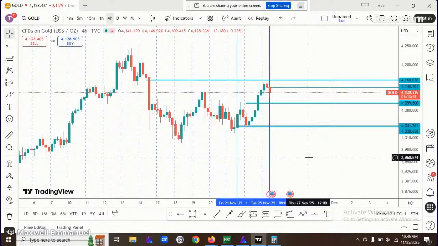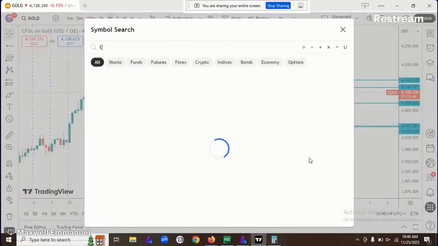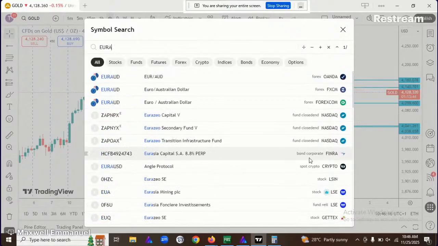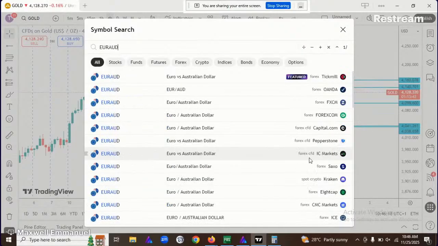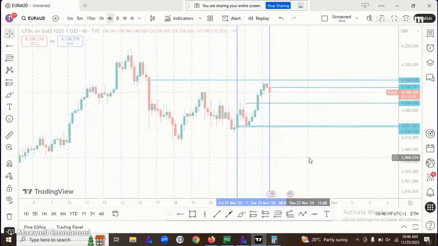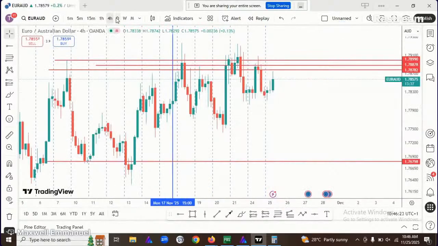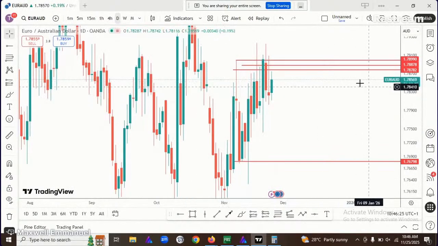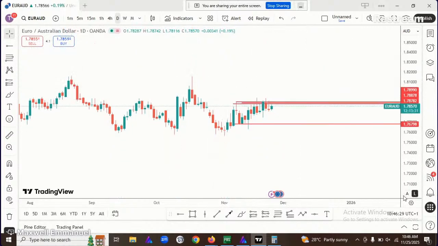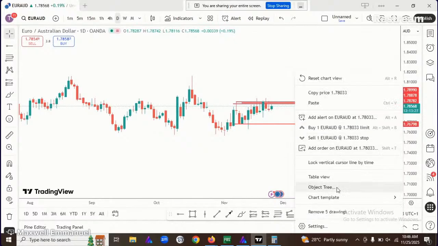So let's see Euro Aussie. That will be the last instrument for today's class. Euro Aussie. Let's start with the daily. This chart looks choppy. Okay, it looks choppy.